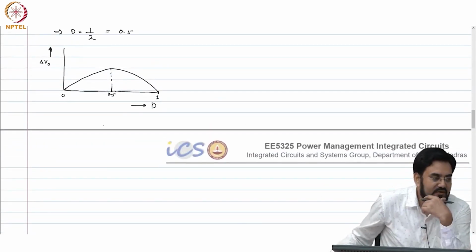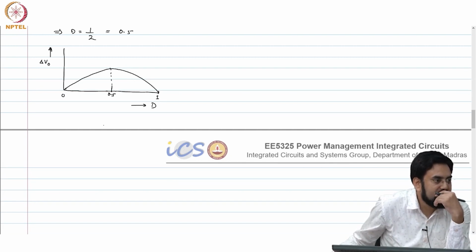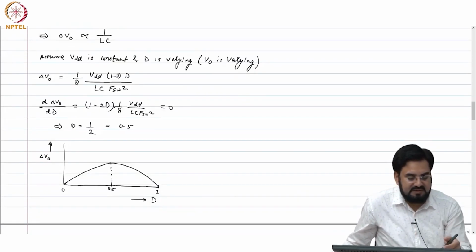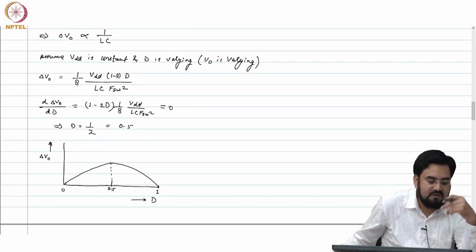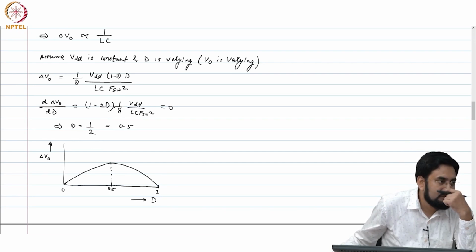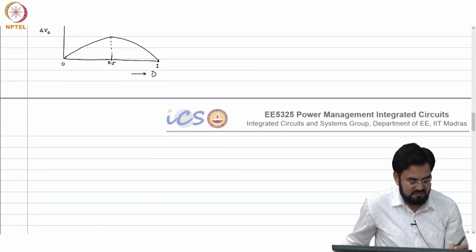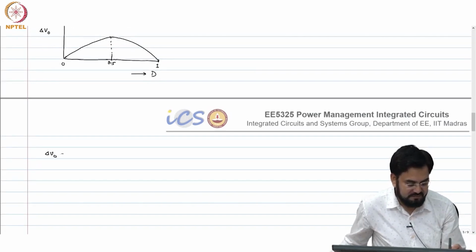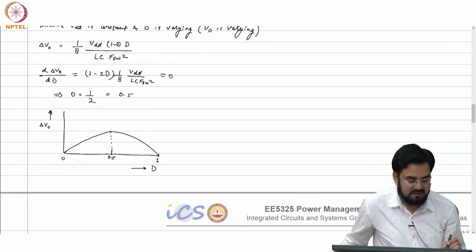What happens if V out is constant and V in is changing? In that case also your duty cycle is changing. So, what would happen? Can we write this function in terms of V out? You can write it. VDD into D is nothing but V out. V out into over.